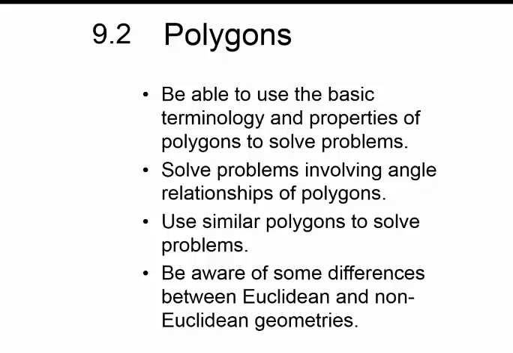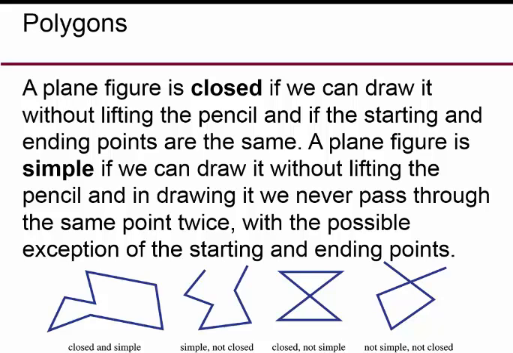to solve problems. So a polygon is simply a plane figure. A plane figure is closed if we can draw it without lifting the pencil and if the starting and end points are the same. A plane figure is simple if we can draw it without lifting the pencil, and in drawing it we never pass through the same point twice, with the possible exception of the starting and ending points. So the first one is closed and simple. The second one is simple but not closed. The third one is closed but not simple. And the last one is not simple and not closed.